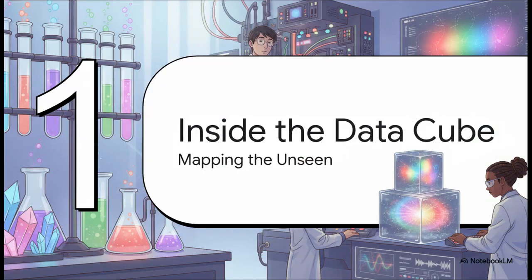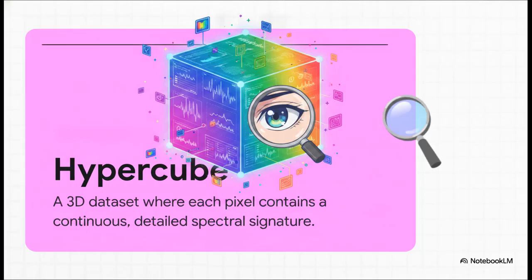Section 1. Inside the data cube, mapping the unseen. So when we use a hyperspectral camera, we aren't just snapping a flat image. We're actually generating what's known as a hyperspectral data cube, or a hypercube. Think of it as this glowing, incredibly dense, three-dimensional tensor of data forming right there in space. Instead of a pixel just telling you, hey, this spot is green, it gives you a complete, high-resolution, continuous spectral signature. It essentially graphs exactly how that specific spot reflects light across hundreds of different wavelengths.